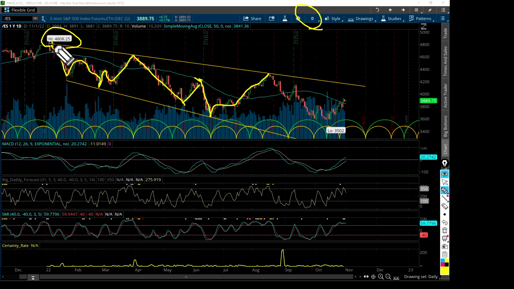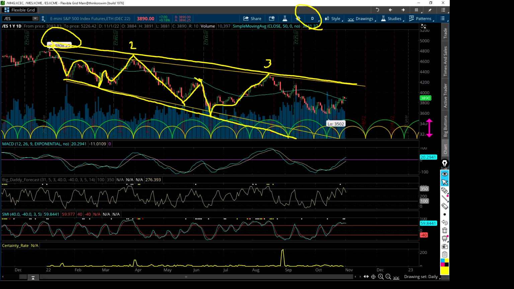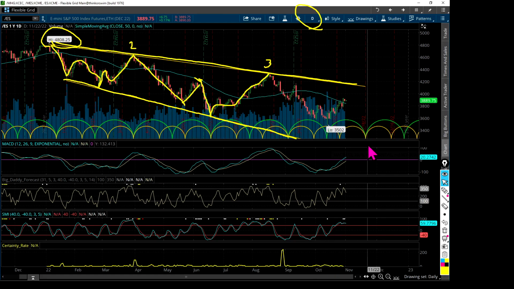So now we got 1, 2, 3 touch points, right, for the upper trend line. And we got 1, 2, 3 touch points for the lower trend line. So if you look at this geometrical shape here, it's basically a descending, widening wedge. Some might even call it a little bit of a megaphone, but it's basically a descending, widening wedge, right?